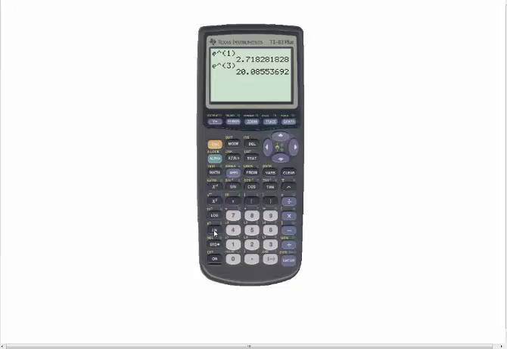e to the third, second function, x, that's e cubed equals something or another. e to the 0.0267 power equals 1.027. Okay?